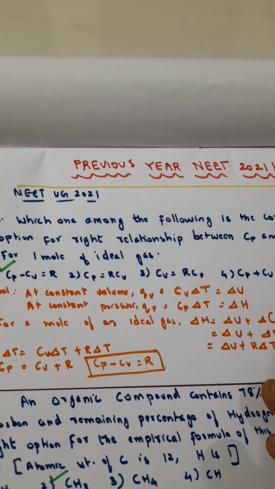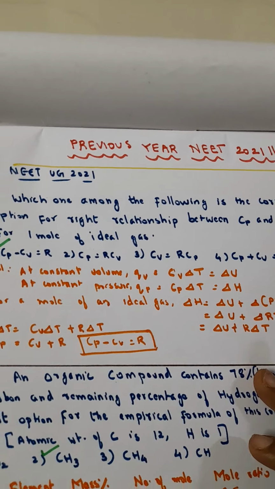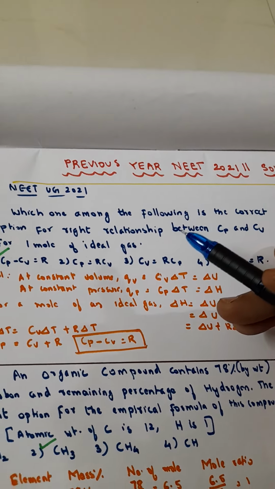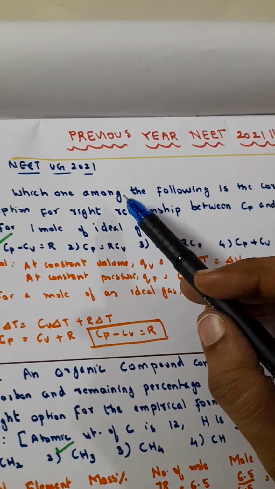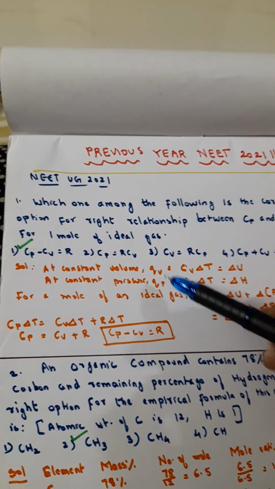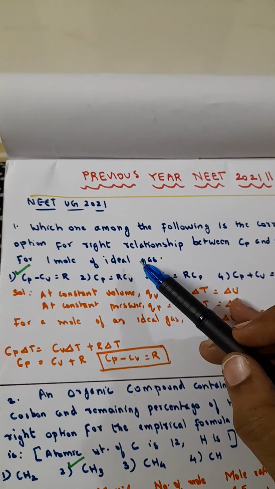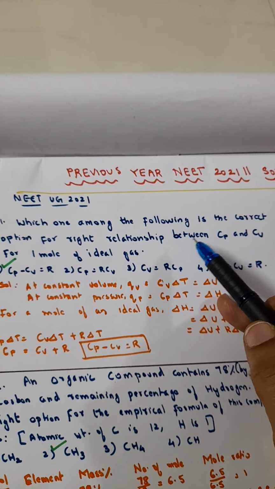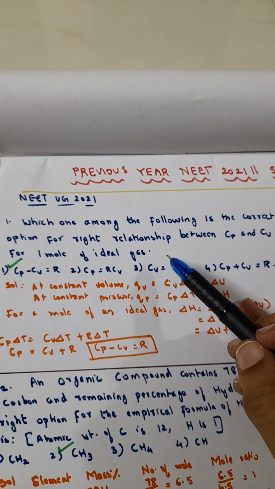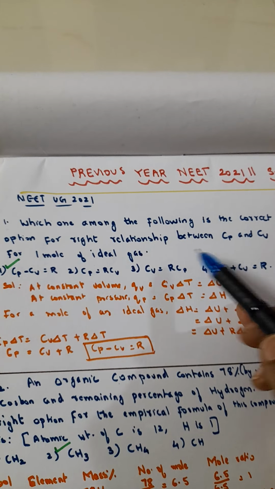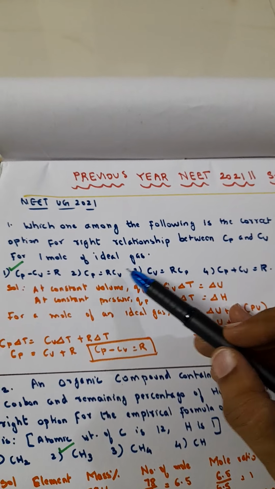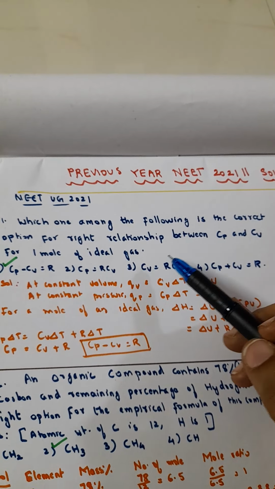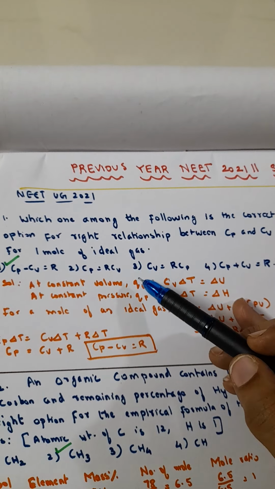I have chosen the questions at random and I will be including questions from different years' NEET chemistry question papers. Today we will start with the NEET UG 2021 question paper. The first question which I have selected is: which one among the following is the correct option for the right relationship between Cp and Cv for 1 mole of an ideal gas?